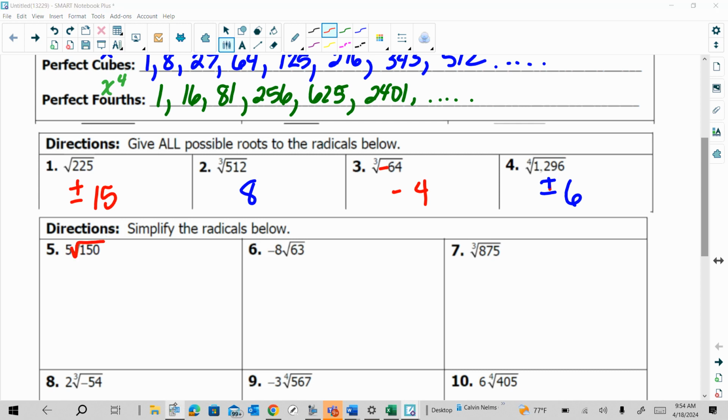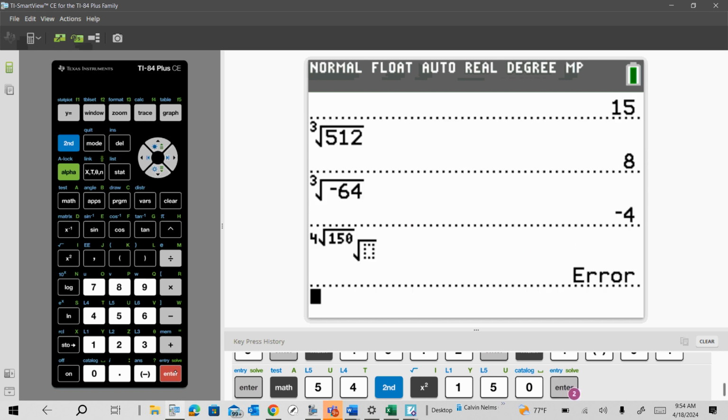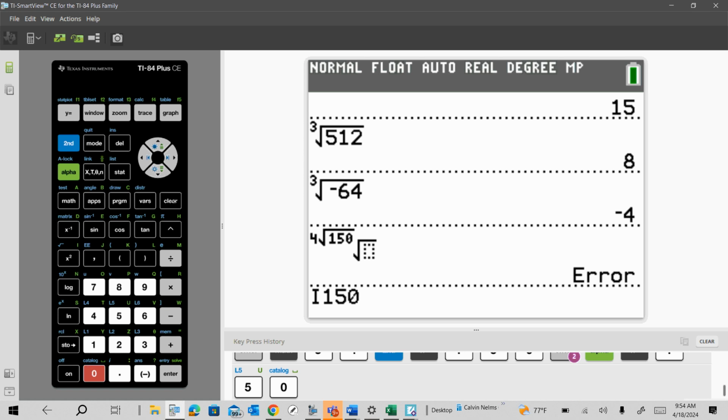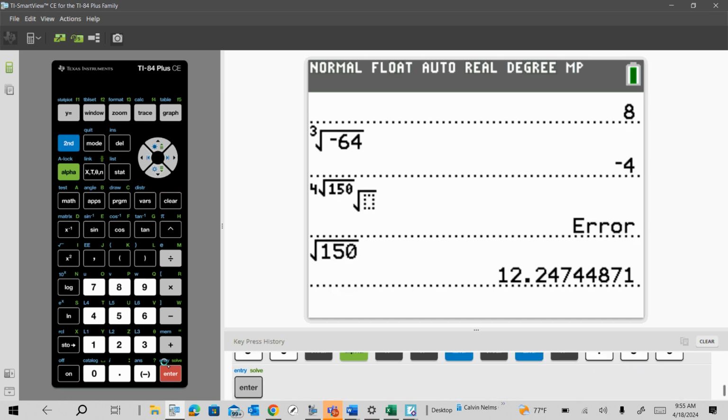All right, so this is taking the square root. Well, if I just start off and say, okay, what's the square root of 150? Oops, let me get that out. Square root of 150. It's going to come out to be a decimal, which indicates I need to simplify it.